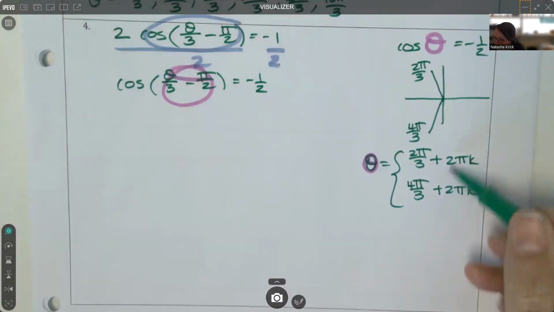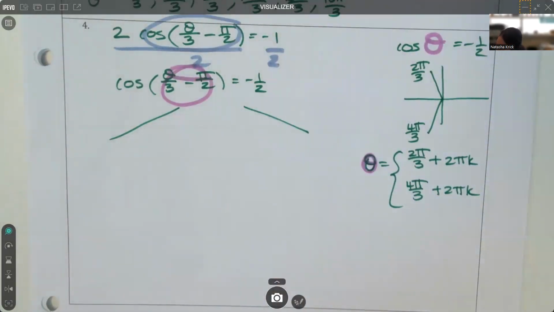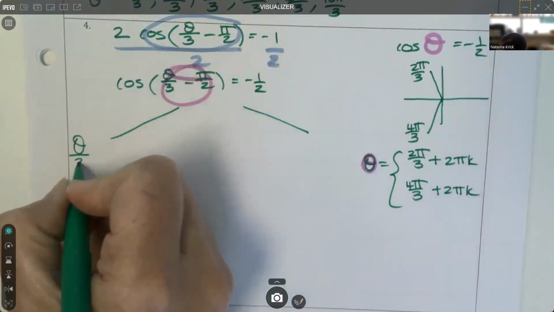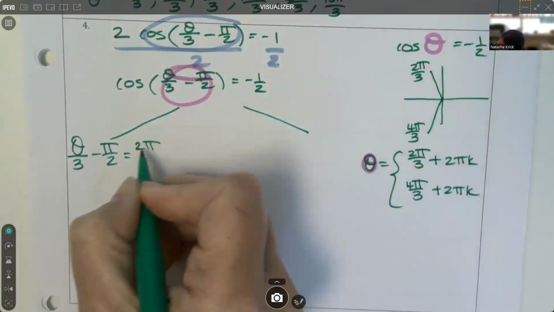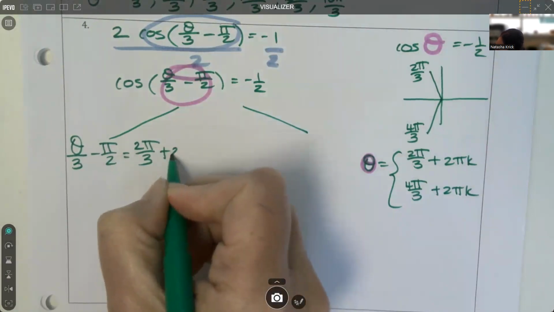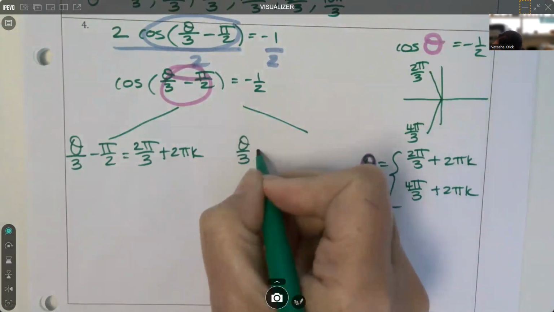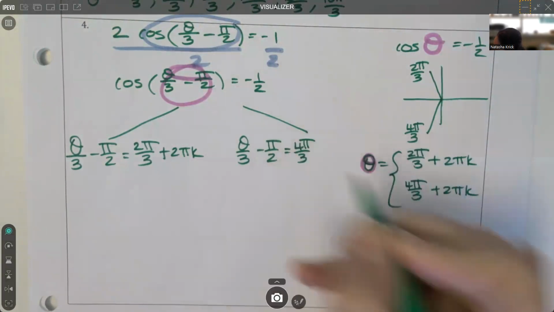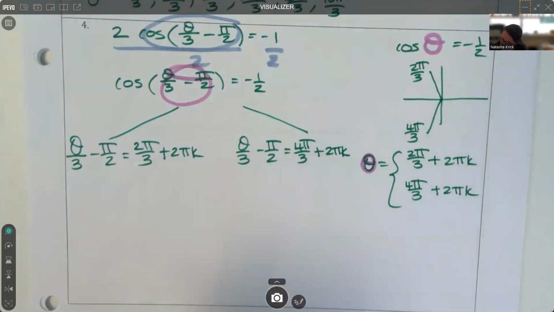So since I have 2 of them here, I'm going to split it into 2 possible solutions. Whatever's inside my big theta, my parentheses there, I'm going to have theta over 3 minus pi over 2 equals 2 pi over 3 plus 2 pi k. And my other one is theta over 3 minus pi over 2 equals 4 pi over 3 plus 2 pi k. Now you're going to solve each of these equations.